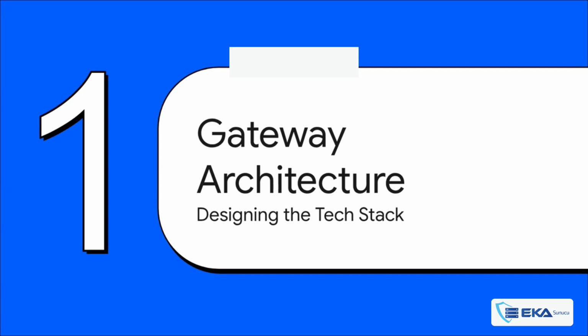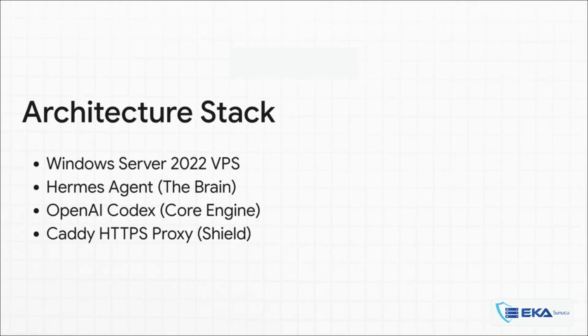Section 1. Architecture of the AI gateway. Designing the tech stack. Okay, before we run any commands, we need to map out the abstract layers of our components, right? Knowing how these pieces fit together is an absolute lifesaver for troubleshooting later. So to solve those pain points we talked about, we are leveraging a Windows Server 2022 VPS environment. This server will host the Hermes Agent.